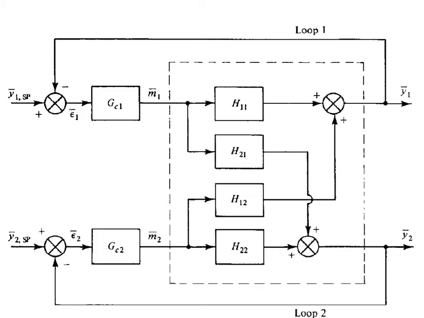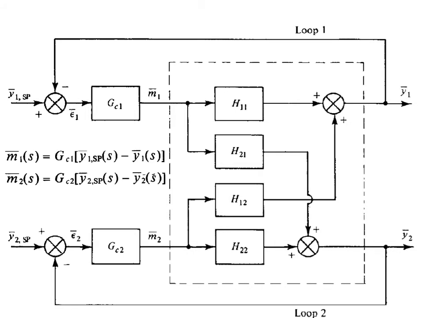What we see over here is that the manipulated variable M1 is going to be the error that is generated on account of change in set point over here, multiplied by Gc1. And similarly, the manipulated variable M2 is going to be the error which is generated on account of change in set point over here, or it can be on account of some disturbance generating the error, multiplied by Gc2, and that is going to give me M2. So guys, this is the overall loop.